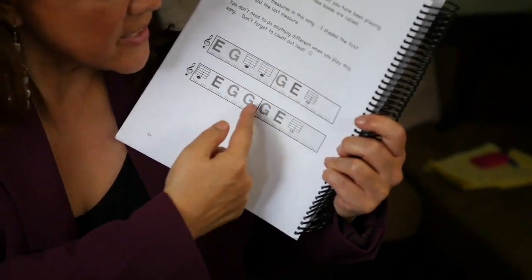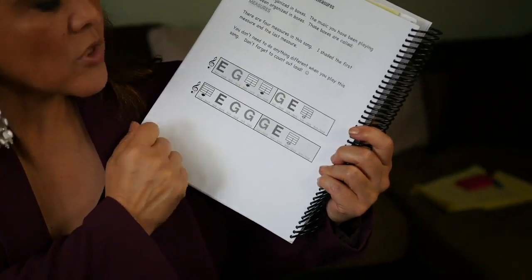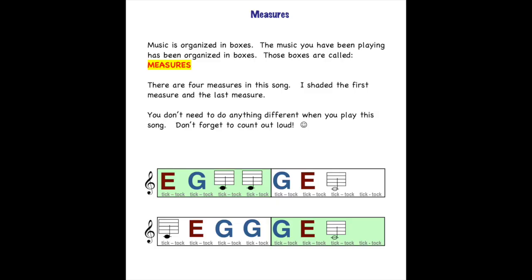And what divides them is called a bar line. You really don't do anything different with it. To demonstrate, let's go ahead and play measures together. Starting with your third finger on E. And let's just go ahead and play it together. I'll count to 3. I'll count out loud. You count out loud also.